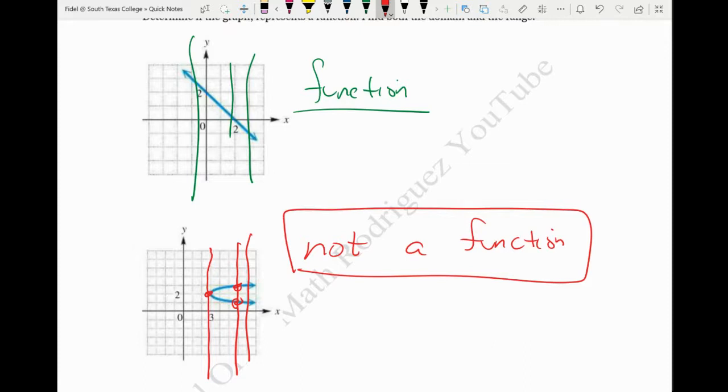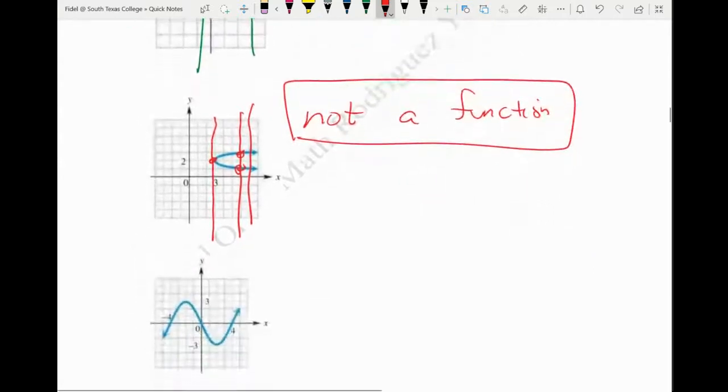That's what the vertical line test tells me. Draw a vertical line. You hit your graph 1 time, you're good. If the graph hits it more than once, it's not a function, all right?